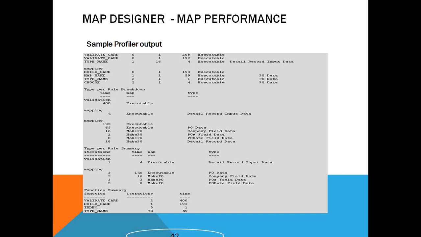Basically, I'm talking about how it looks. The profiler will have a functional summary, rule summary, and breakdown also. Rules it won't show. So here, type per rule breakdown. That means here, for the function map, this function map is written at detail level, for pivot data, this is the functional map. So how much time did it take for each functional map at each type?